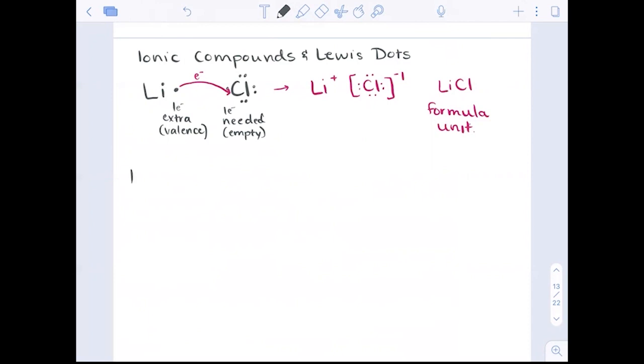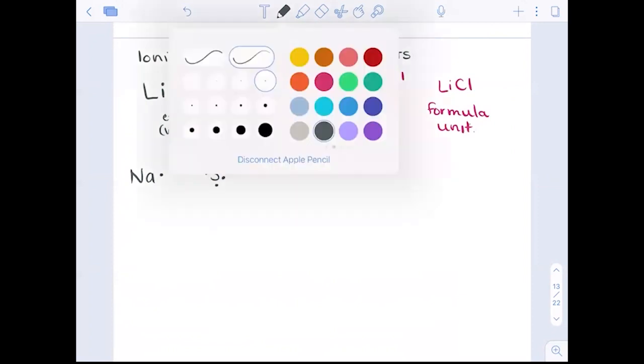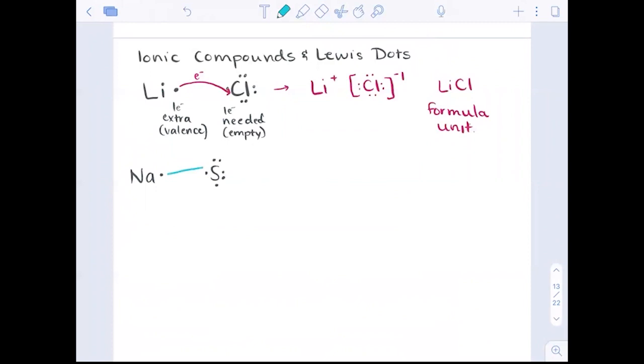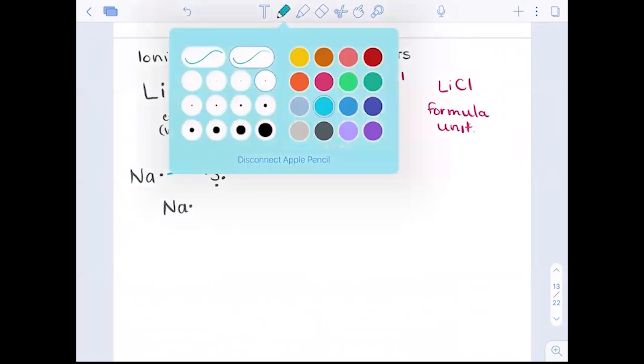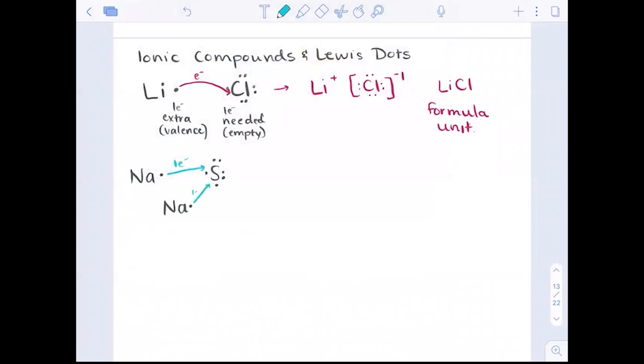Now, it doesn't always have to be a 1-to-1 ratio. Sodium and sulfur can react. But see, what happens here is sodium can donate 1 electron, but we still have this empty space for sulfur, another sodium to fill up right here. So there are effectively 2 sodium +1 cations for every 1 sulfur anion.